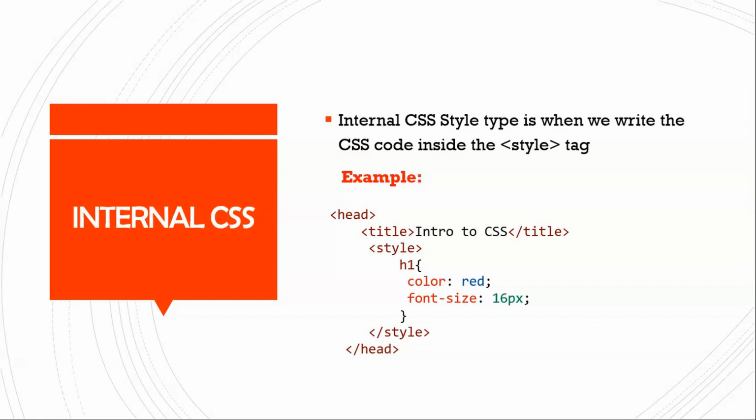Internal CSS style type is when we write the CSS code inside the style tag. The only difference between an internal styling and the external styling is the fact that internal styles are written in the style tag, whereas our external styles are written in an entirely separate file. In the internal style, we make use of the selector, property and value as well. As you can see, our H1 element has been given a new font size which overrides the default font size of 2em, making it appear smaller compared to before.